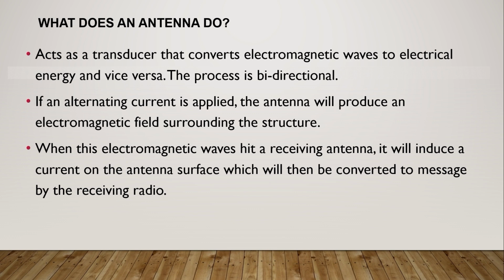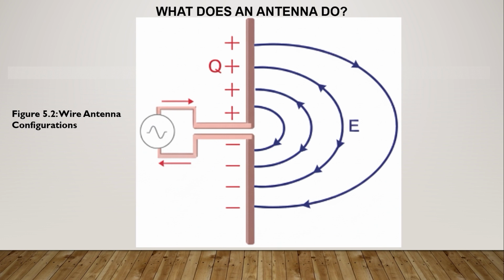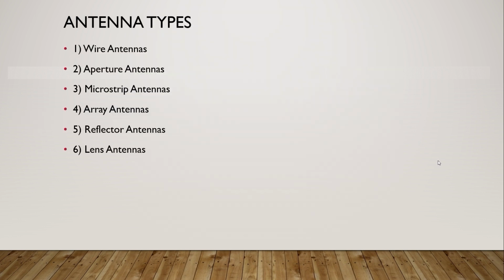This process is bidirectional as shown in figure 5.2. If an alternating current is applied, the antenna will produce an electromagnetic field surrounding the structure. When this electromagnetic wave hits a receiving antenna, it will induce a current on the antenna surface, which will then be converted to a message by the receiving radio.